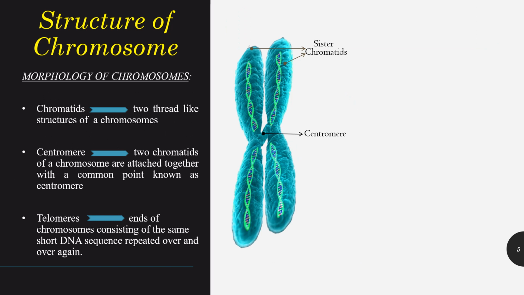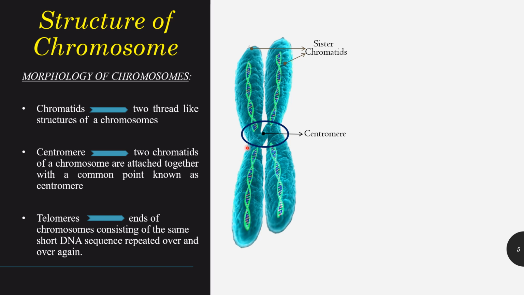First of all, we will discuss the morphology of chromosomes, means how does a chromosome appear and what are the different parts of each chromosome. Each chromosome consists of two thread-like structures known as chromatids. This is one chromatid and this one is the second chromatid. These two chromatids are separated from each other along their whole length, except at a single point. This point is called centromere. You can say centromere is a point of attachment for two chromatids.